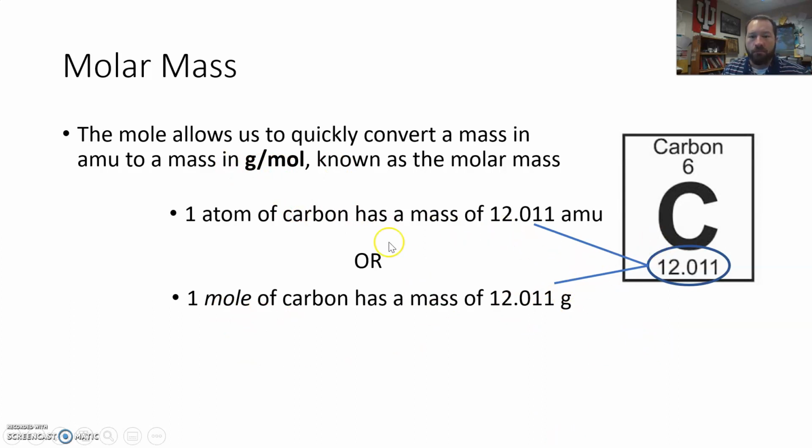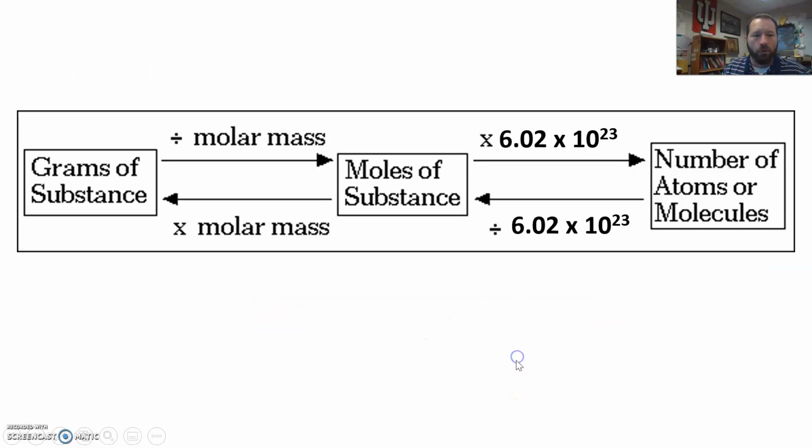But again, that mole allows us to just look at the periodic table. Yes, that's a mass in AMU, but we can very simply, very quickly convert it to a mass in grams per mole because of that value of the mole.